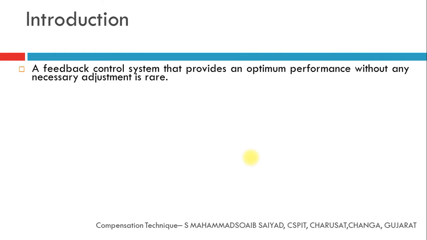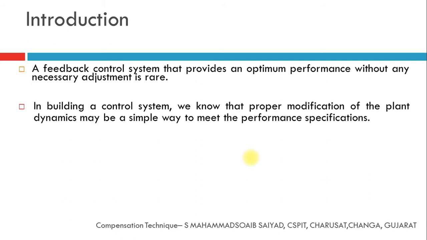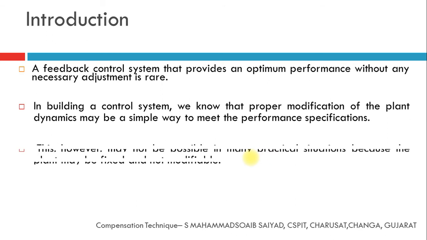So what is actually compensation? As I said earlier, a feedback control system that provides optimal performance without any necessary adjustment is rare. So we will not get a perfect output from the system. In building a control system, proper modification of the plant dynamics may be a simple way to meet the performance specification.